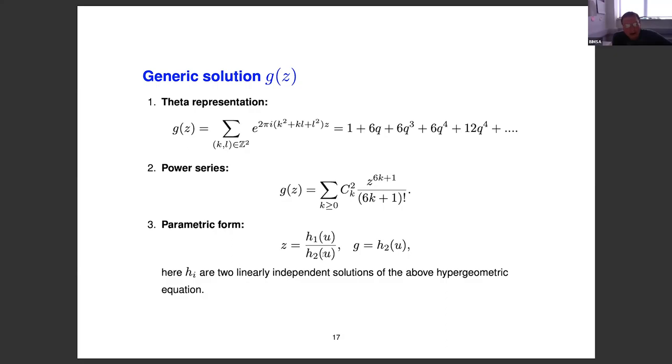And if I divide by H2, I get a linear fractional transformation of Z. So when I change a basis H1, H2, I get a linear fractional transformation of Z, right? Okay, so this is one thing.